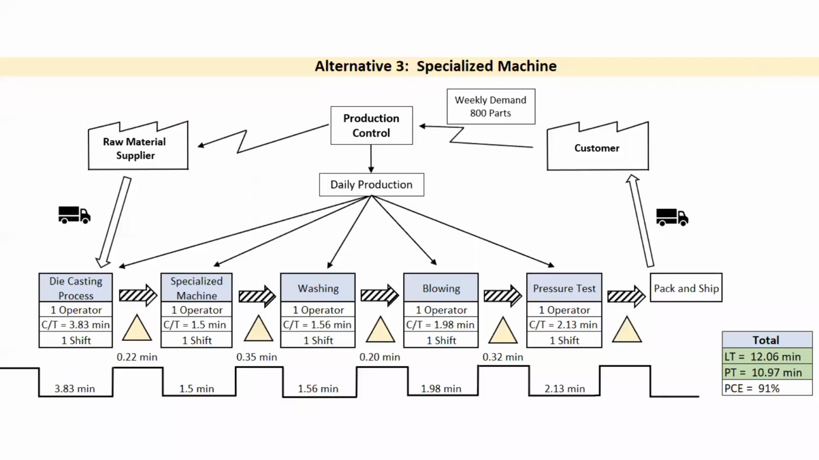For the third alternative, we included the specialized machine and reduced the number of shifts to 1. The specialized machine has a total cycle time of 1.5 minutes, which greatly improved the total processing time to around 11 minutes. This is a significant reduction, which will meet the daily production rate of 160 parts.